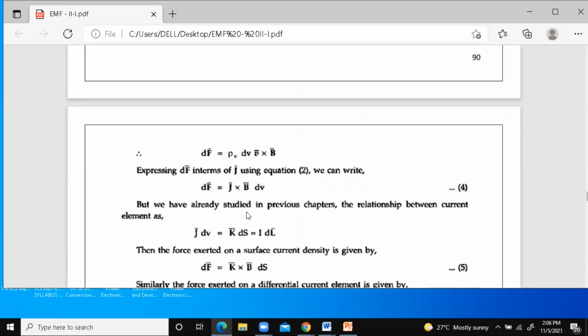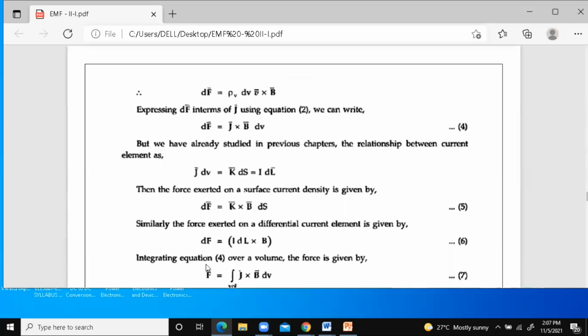We have already studied in a previous chapter the relationship between current elements: J dV equal K dS equal I dL. We know that. Thus the force exerted on the surface current density is given by that. All we are saying is that if it's not a volume charge, J dV, right? If it is a sheet of charge, we use K dS, or if it's a line charge, we use I dL, whichever, such as this.